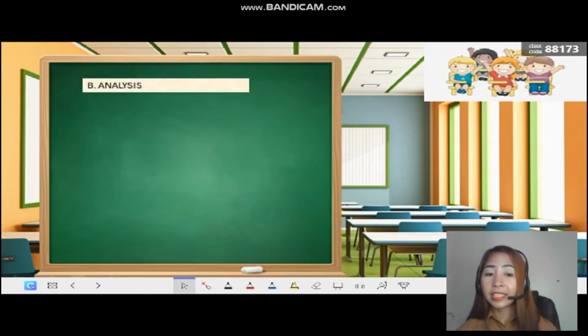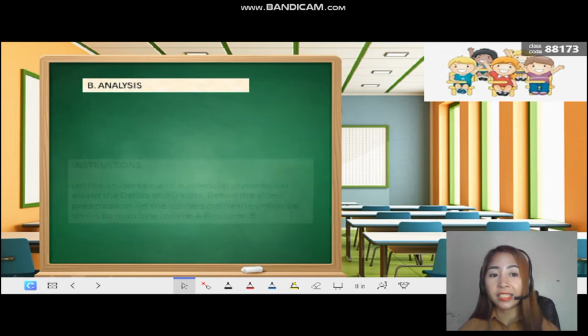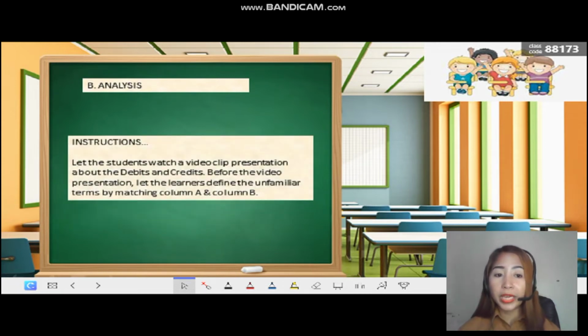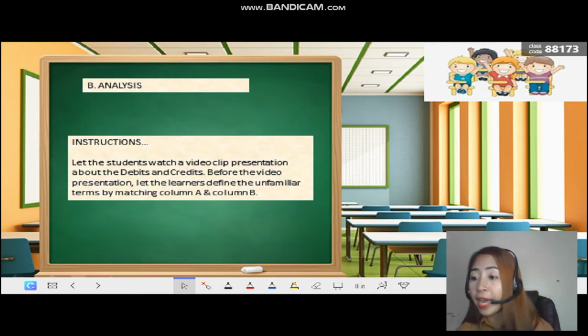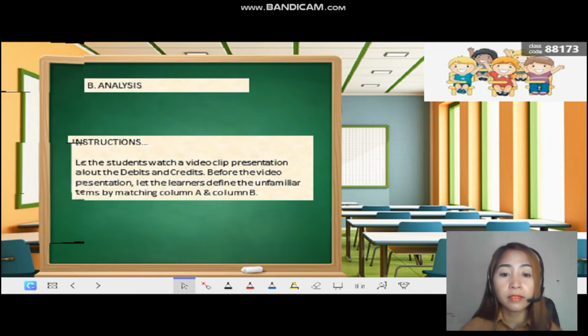So our next activity is analysis. I will read the instruction. Let the students watch a video clip presentation about the debits and credits. Before the video presentation, let the learners define the unfamiliar terms by matching column A to column B.